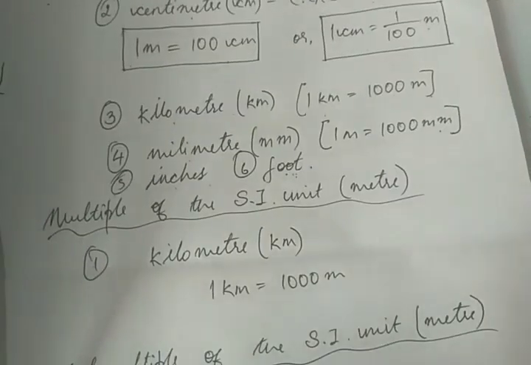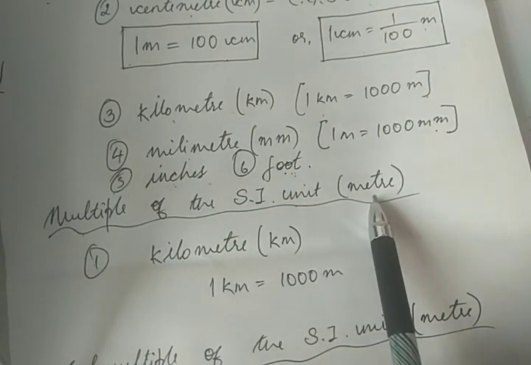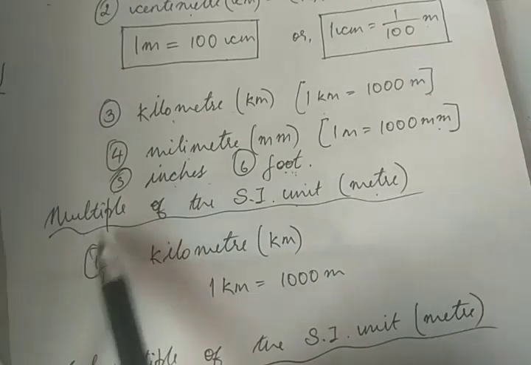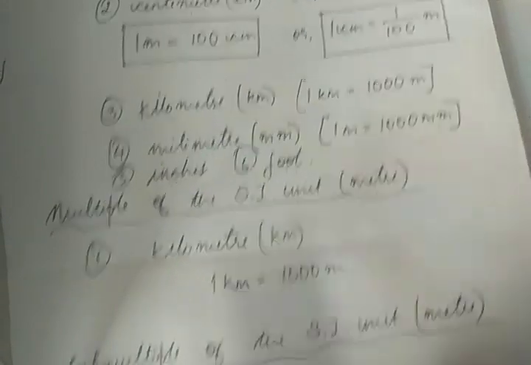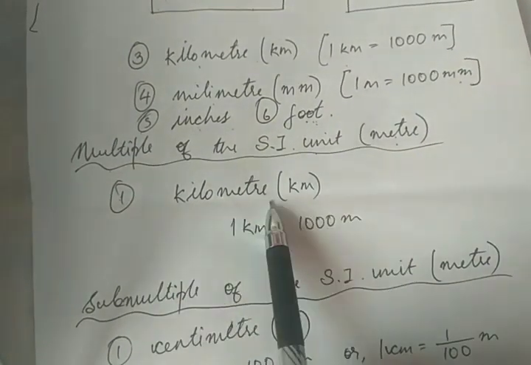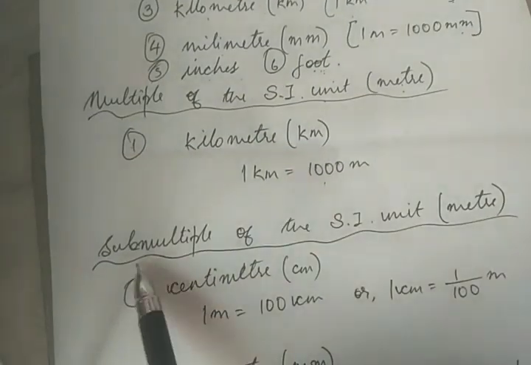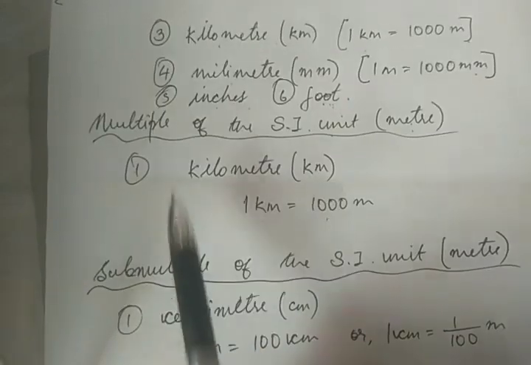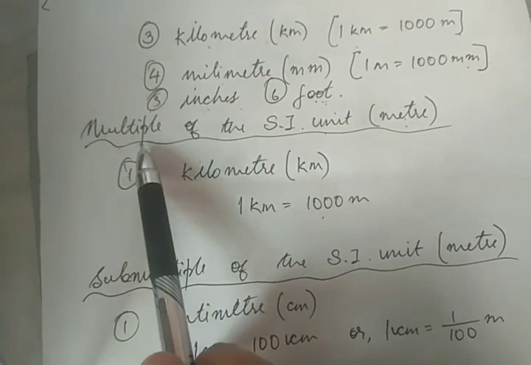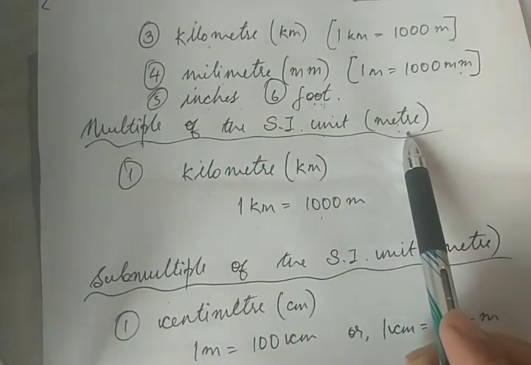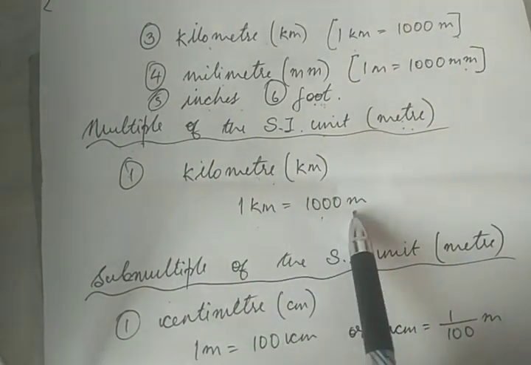Now, what is the multiple of SI unit of length, which is meter? The question could be asked in two ways: what is the multiple of SI unit of length, or what is the multiple of meter? I'm only giving you one. It's kilometer. 1 kilometer is 1000 meter. Likewise, submultiple means lesser than, don't forget. Multiple means more than or bigger than. So what are the units bigger than a meter, or bigger than the SI unit of length? It's kilometer.